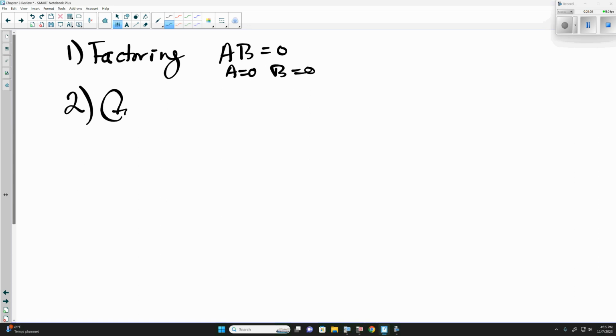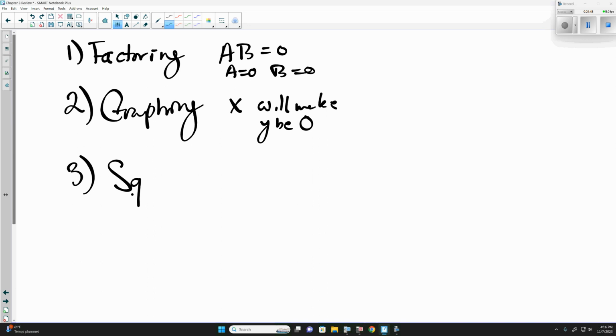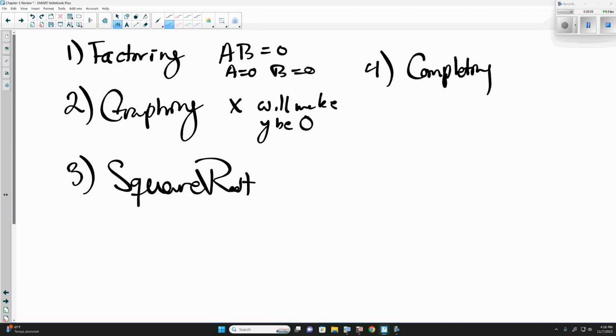Second, graphing. We graph it and try to see what values of x will make y be 0. Third was the square root method. We get the term being squared by itself, square root both sides, and solve. Fourth is completing the square. I will write the steps for it in a little bit.